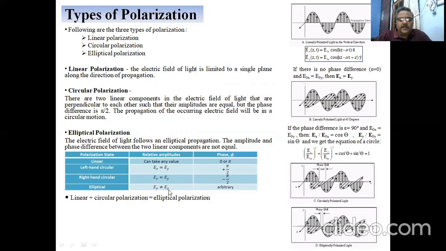Now let's come to the case where Ex is not equal to Ey. If Ex is not equal to Ey, then the right hand side will not be 1. So in that case, it will be the equation of an ellipse. And a circle is what? It's an ellipse where the eccentricities are equal. A circle is a special case of an ellipse. So similarly here, if the phase difference is arbitrary, then it is an ellipse. If the phase difference is pi by 2, then it is circular.